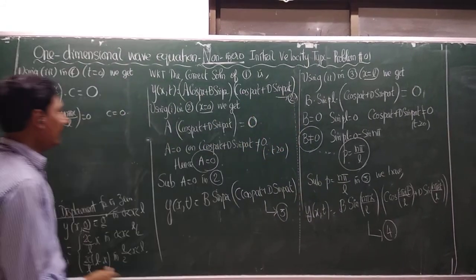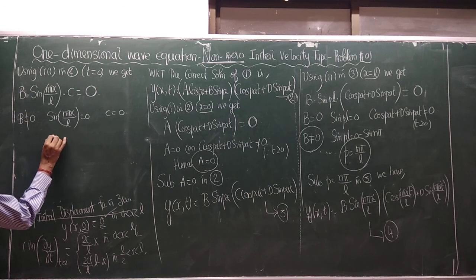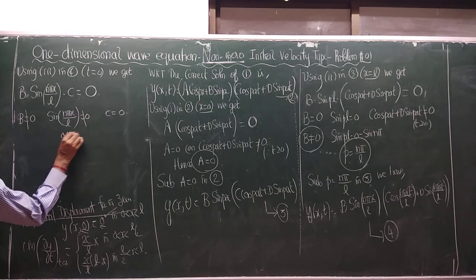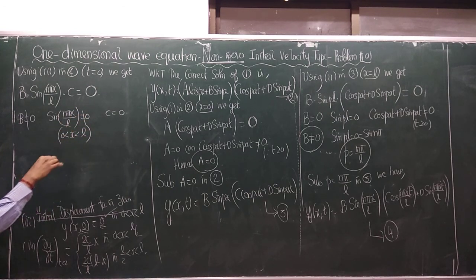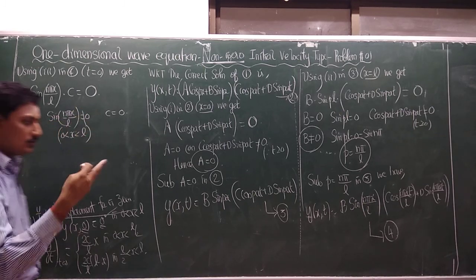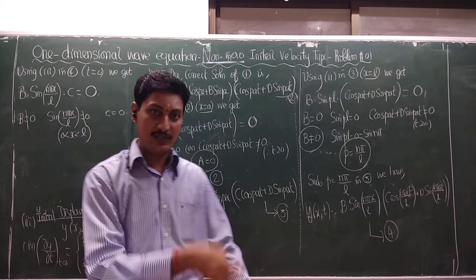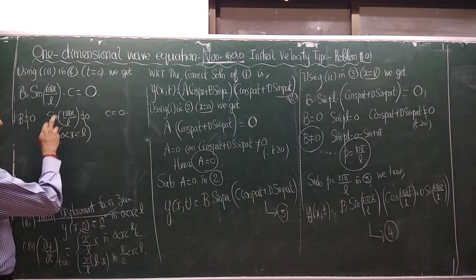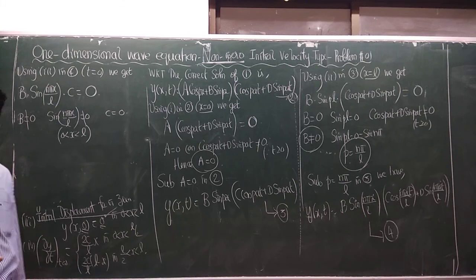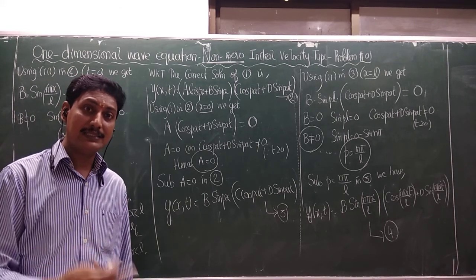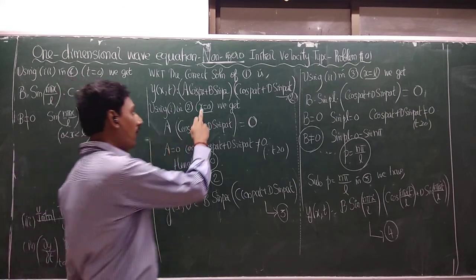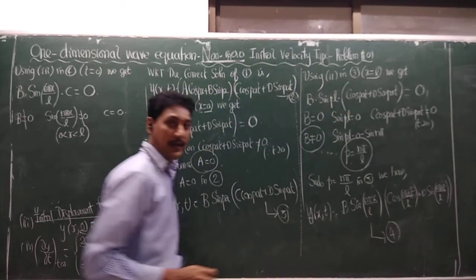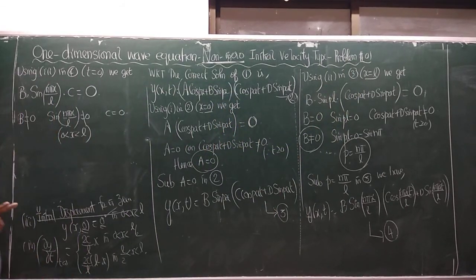Now, what about sin n pi x by L? This is also not equal to 0. Why? Because x lies between 0 and L. If x equal to 0, sin 0 is 0. That is true because the left end is already fixed, so there is no displacement. And the right end is x equal to L, so there is also sin n pi, which is 0, because this end is also fixed. We have discussed that separately as boundary condition number 1, x equal to 0 and x equal to L. So there is no doubt.